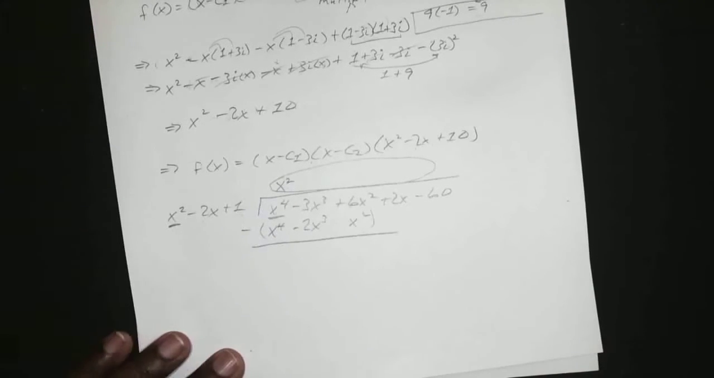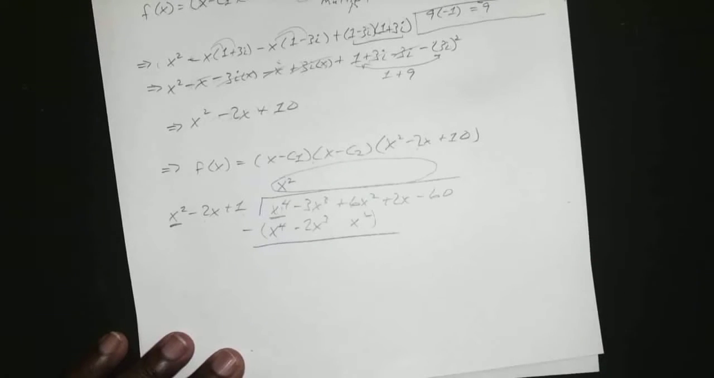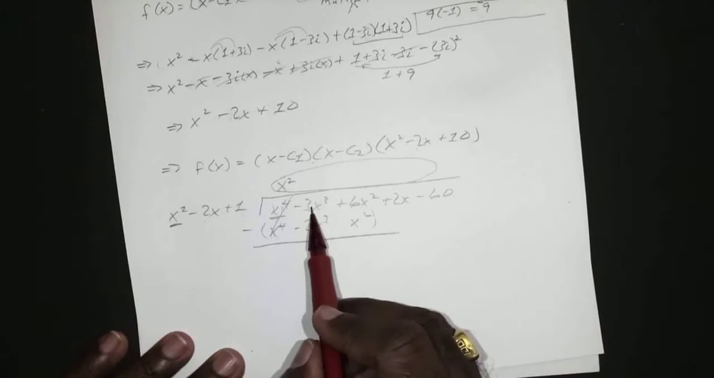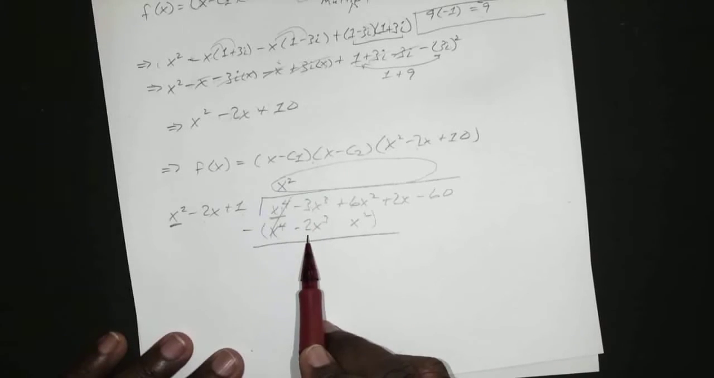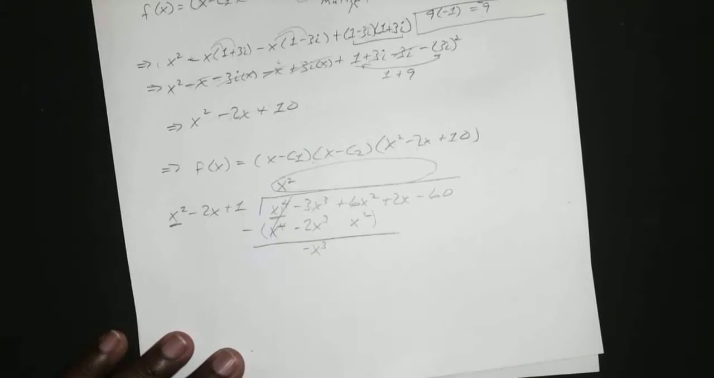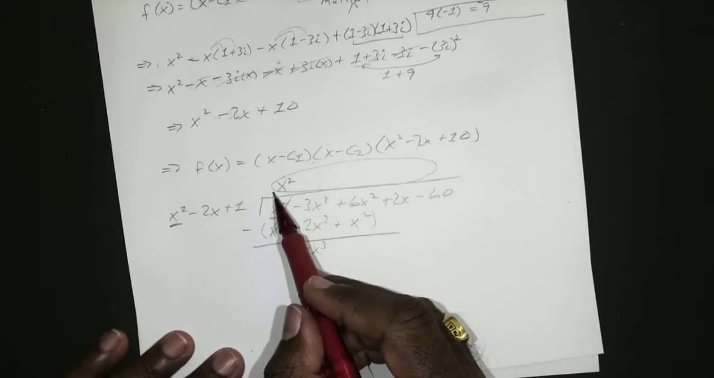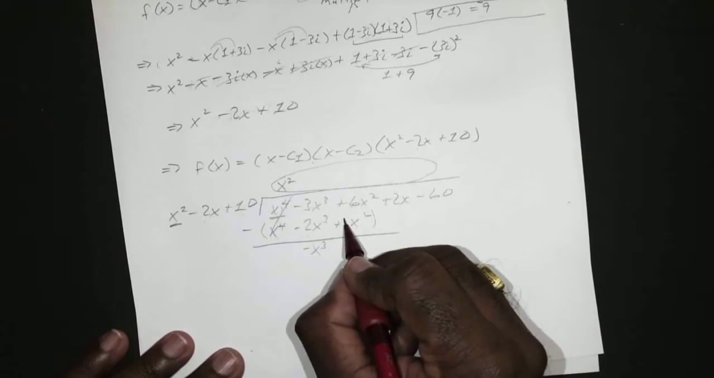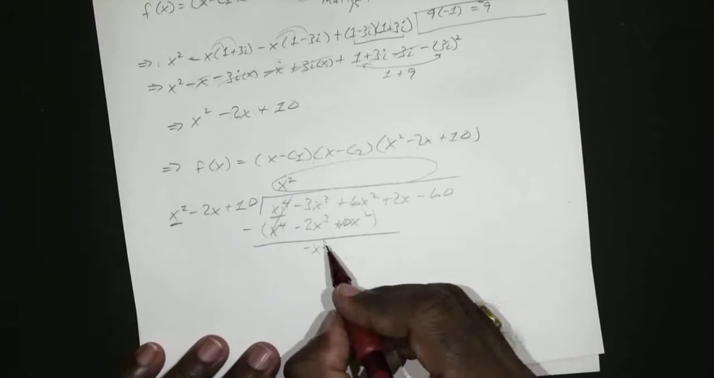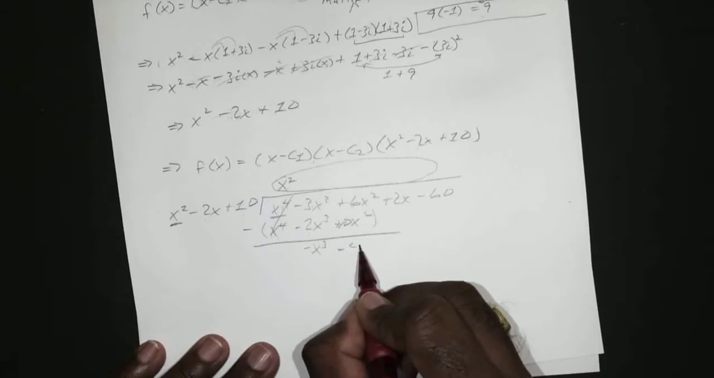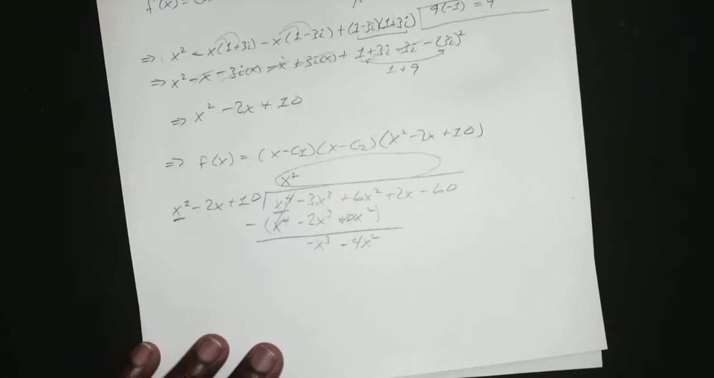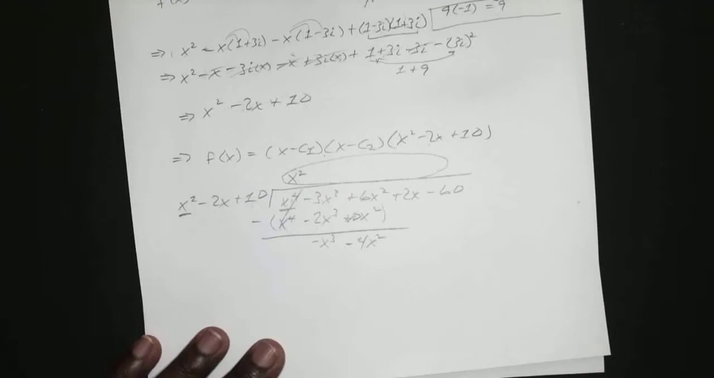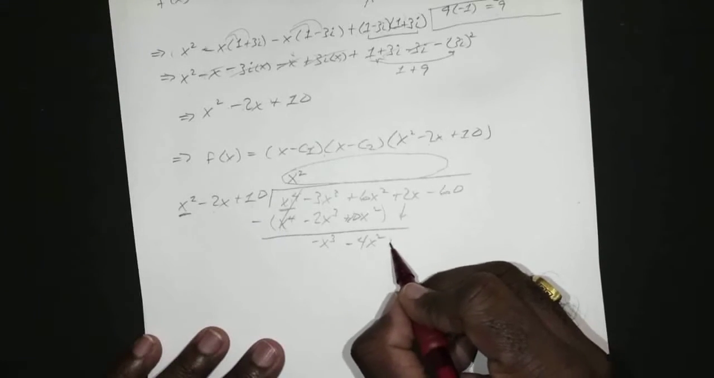Then we subtract. x to the fourth and x to the fourth is 0, so they disappear. Negative 3x to the third plus 2x to the third is negative x to the third. 6x squared plus 10x squared, sorry about that, plus 10x squared should be 10x squared. That's minus, so that gives us negative 4x squared. So we multiply, we subtract, and we bring down.